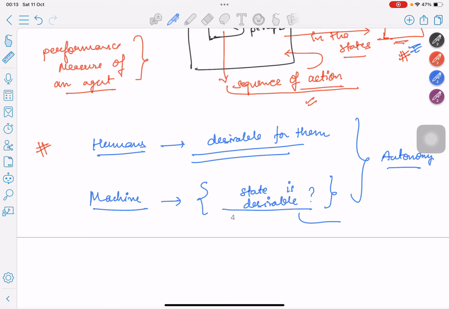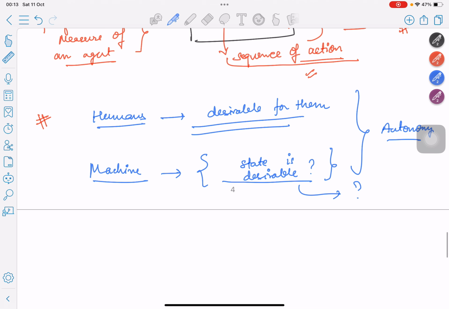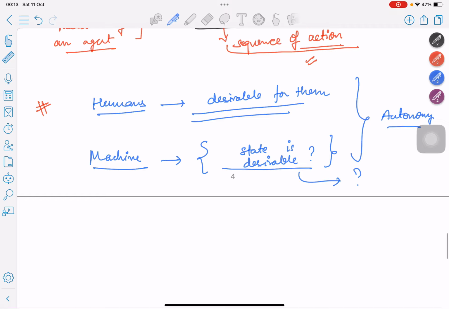That's a bigger question. So the answer is: machines, on the other hand, do not have desires and preferences of their own, as far as we know. The performance measure is, initially at least, in the mind of the designer of the machine. Whoever designed the machine, the performance measure of that machine is in the mind of the designer. On the basis of whatever performance measure the designer has put in the machine, on the basis of that objective, the machine will take action.